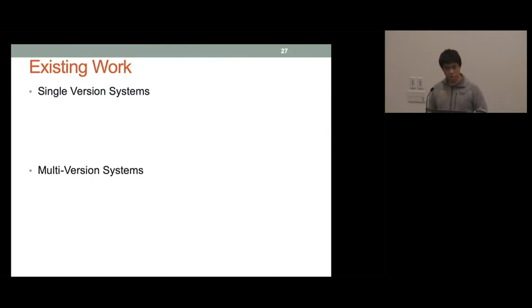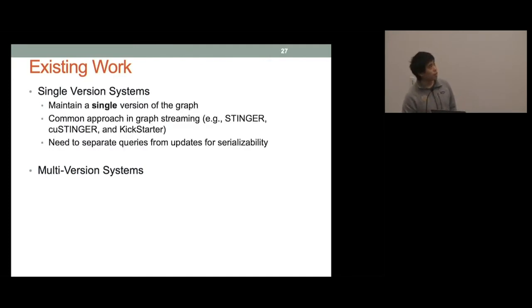So existing work falls into two broad categories for streaming graph processing. There are single version systems as well as multi-version systems. Single version systems, as the name implies, maintain a single version of the graph, and this single version is the latest copy of the graph. So it doesn't store any historical data, it only stores the most recent version of the graph. One thing about single version systems is that you need to separate the graph queries from the updates in order to achieve serializability, because if you only have one version of the graph and it's being modified, then the algorithm that you're running on the graph might produce some weird results if the graph is changing underneath.